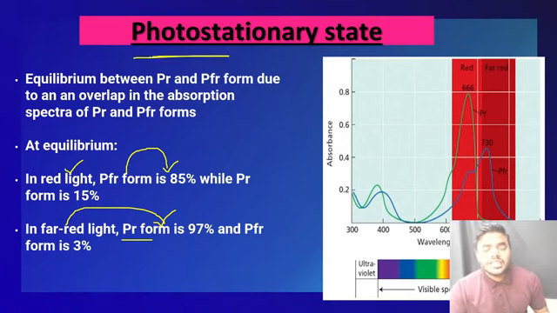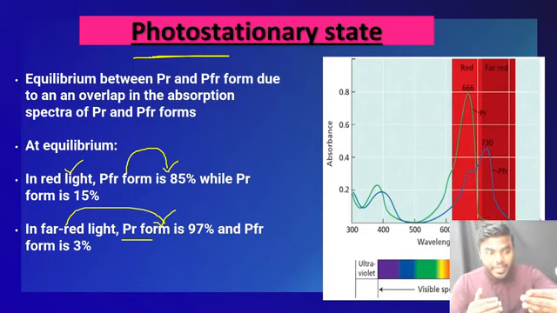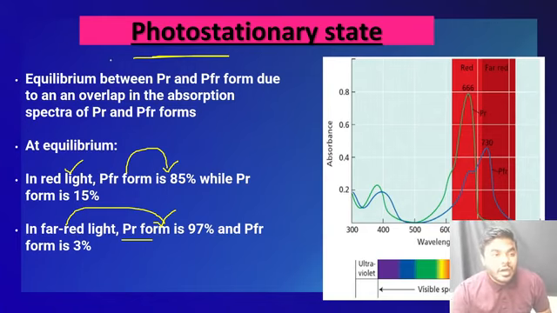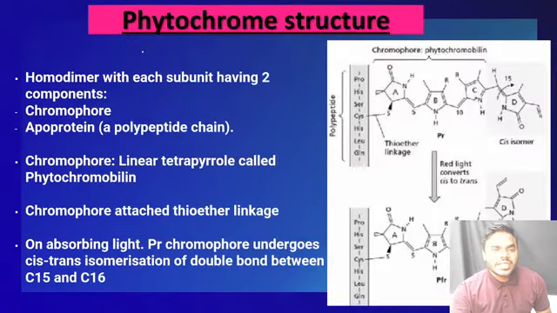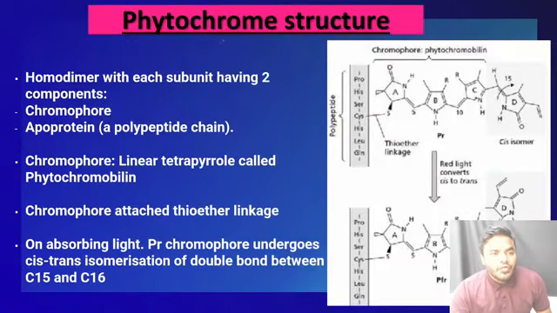What does photostationary state mean? It is an equilibrium state between the PR and PFR forms, where the spectra or graph of the two, PR and PFR, overlap with each other. That is exactly what we can call the photostationary state. Every student, listen to my words carefully.